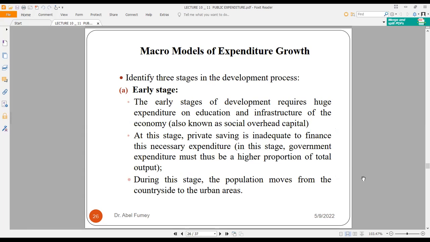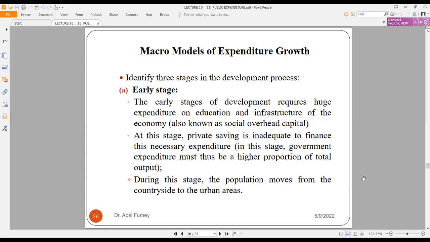According to them, development was through the process of industrialization. So as the economy of the state begins to industrialize, there is some level of expenditure. When it gets to the middle phase, there's some level, and as it gets to the high phase too, there's a different level of expenditure. So these are the stages in the development process. The early stage. Now, when the economy is beginning to develop, that is where it needs a lot of infrastructural development. So the government will have to spend much on infrastructure, education, roads, electricity, all those things.